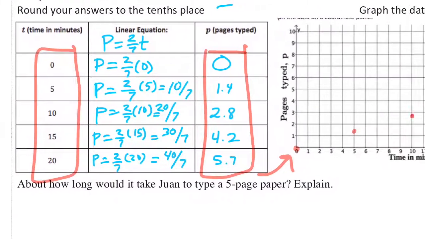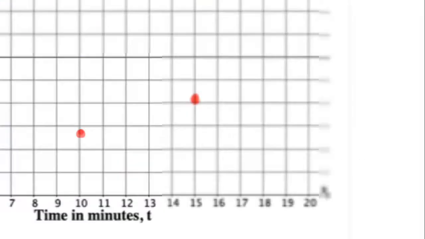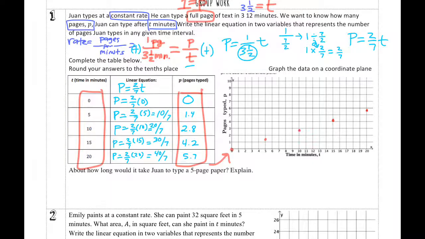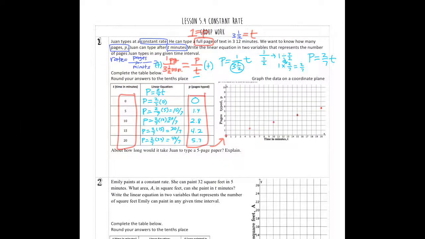And the last one is 20, 5.7. So I'll go all the way to 20, and I'll go up 1, 2, 3, 4, 5, and then 0.7 means it's pretty close to being like towards 6. So put a point right there. So that gives me all the points that are created by this equation.